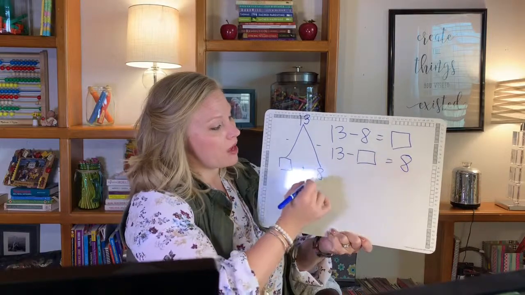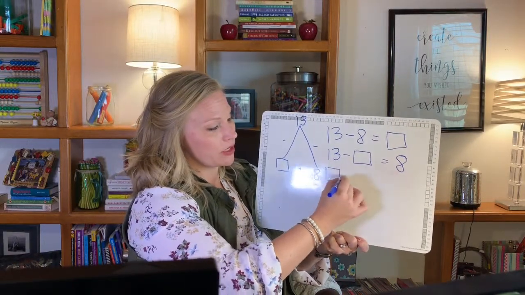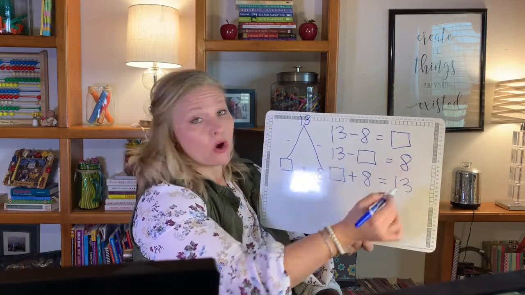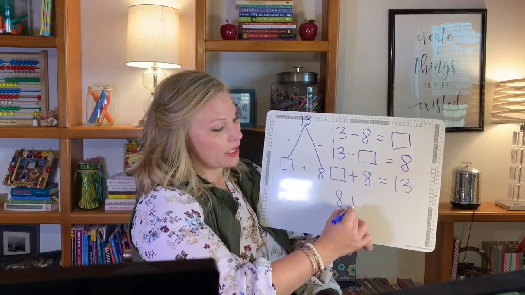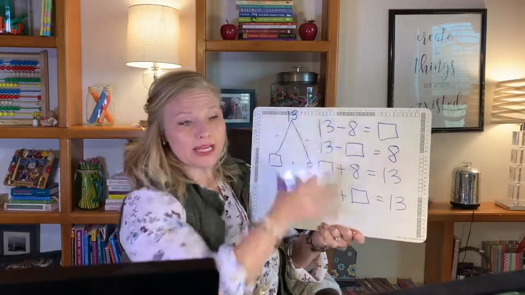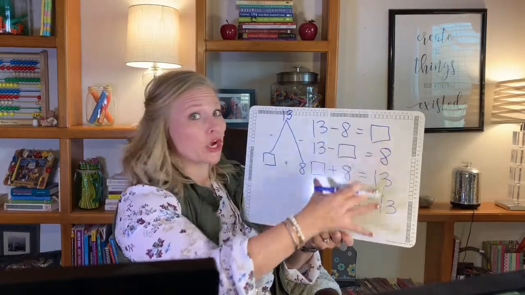Another student, call on them. Or you could say unknown plus 8 equals 13. Right, unknown plus 8 equals 13. Or 8 plus unknown equals 13. So they're going to practice generating all these equations. You can say, class, read the equations with me. They could go through them again.